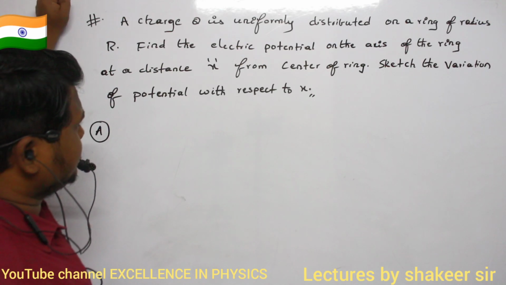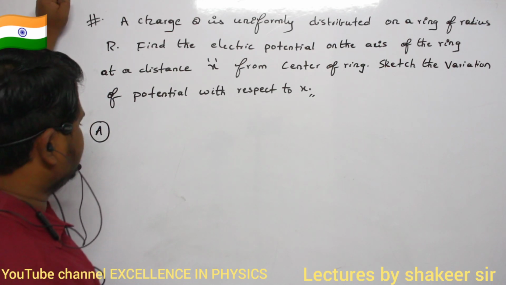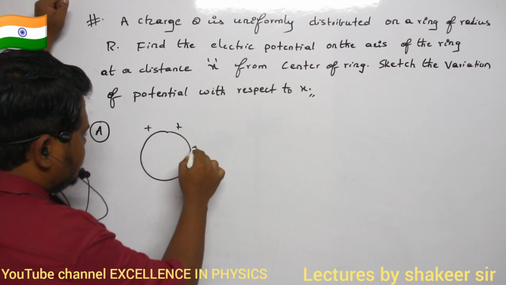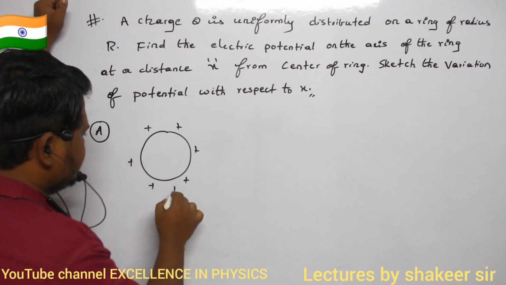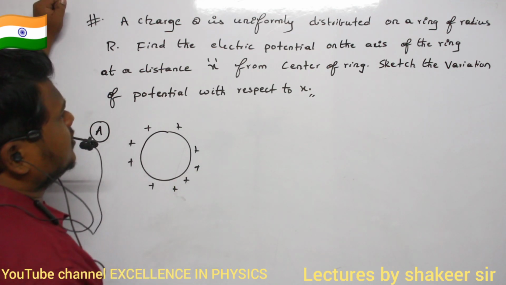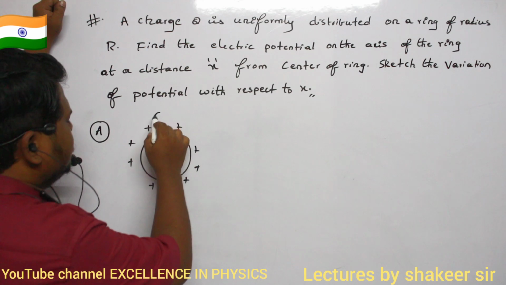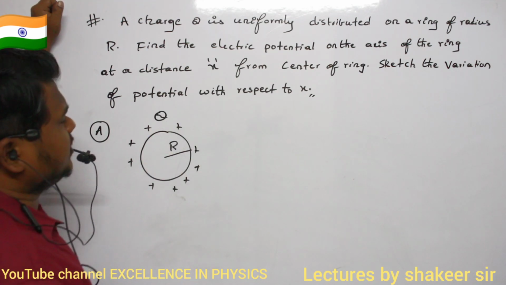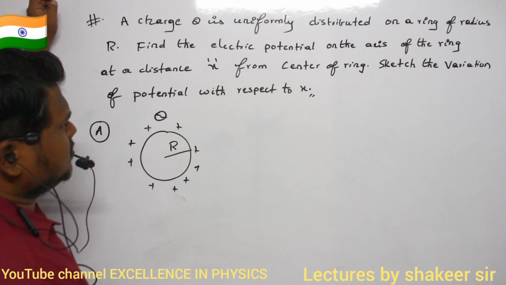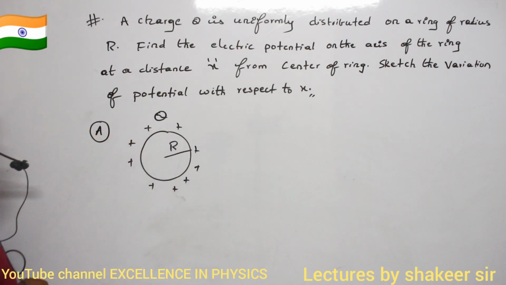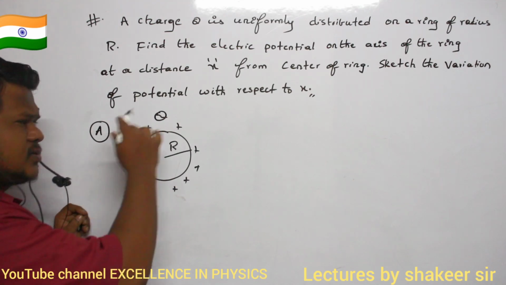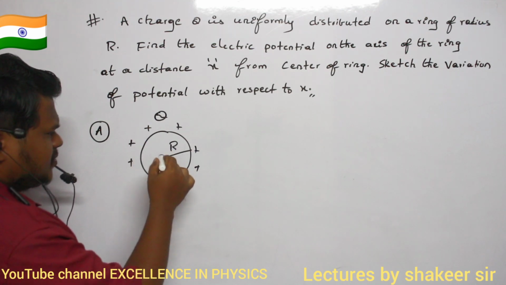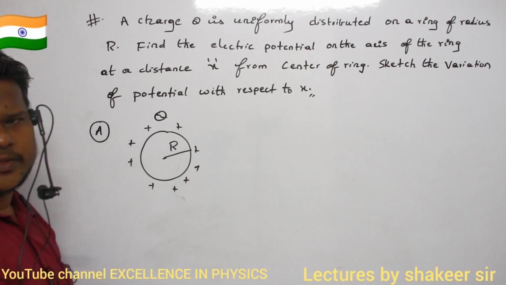A charge Q is uniformly distributed on a ring of radius R. So this is a ring. Clear? So charge is uniformly distributed on this ring. And how much charge is present? Q amount of charge is distributed, and radius of this ring is R. So we are supposed to find out electric potential on the axis of the ring. Axis means what? To this ring, this becomes the axis, no? This line which is perpendicular to the plane of this board, that becomes the axis to this ring.